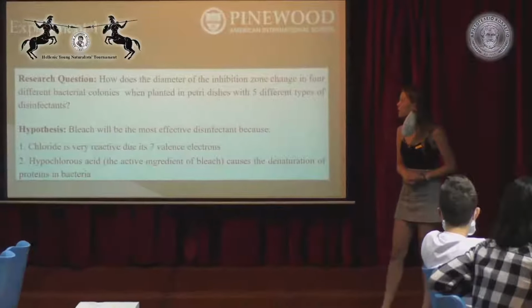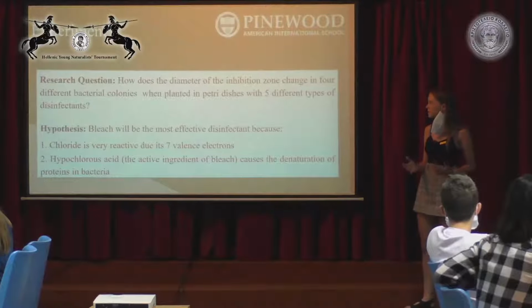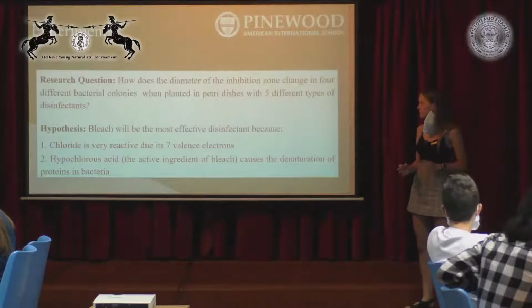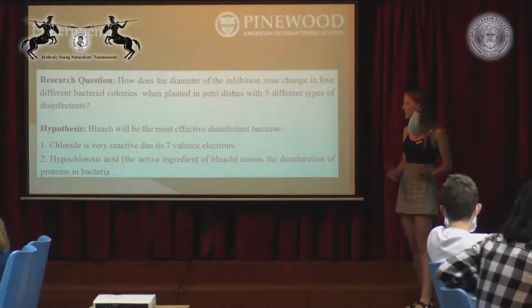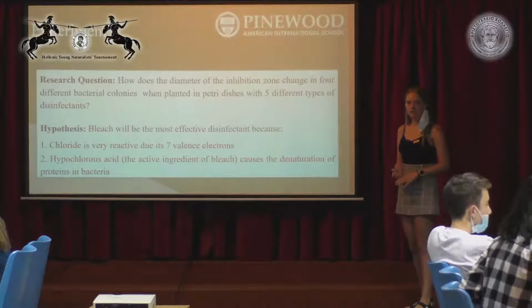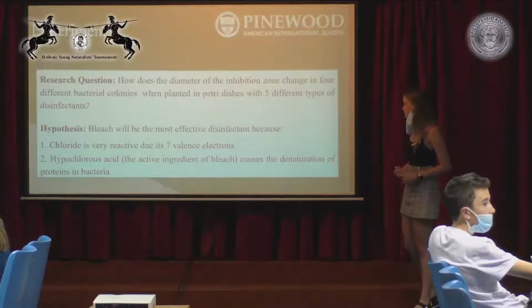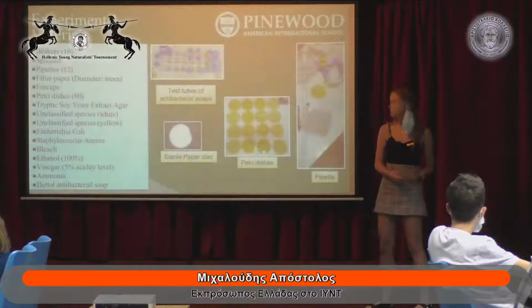Next slide. The research question was, how does the diameter of the inhibition zone change in 4 different bacteria colonies when planted in the petri dishes with 5 different types of disinfectants? My hypothesis was that the bleach will be the most effective disinfectant since it has 7 valence electrons, making it very reactive, and hypochlorous acid, which causes the denaturation of the proteins in the bacteria, which causes them to die.